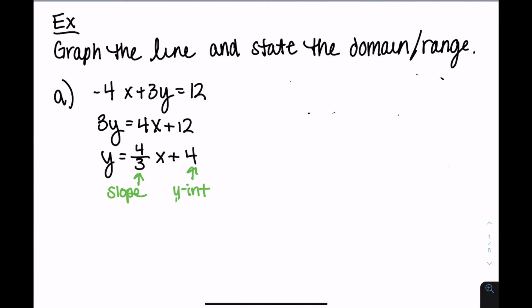To graph this, I should find some of those important points. I should figure out what the y-intercept and x-intercept are. So remember, that's where you set the opposite variable equal to 0.